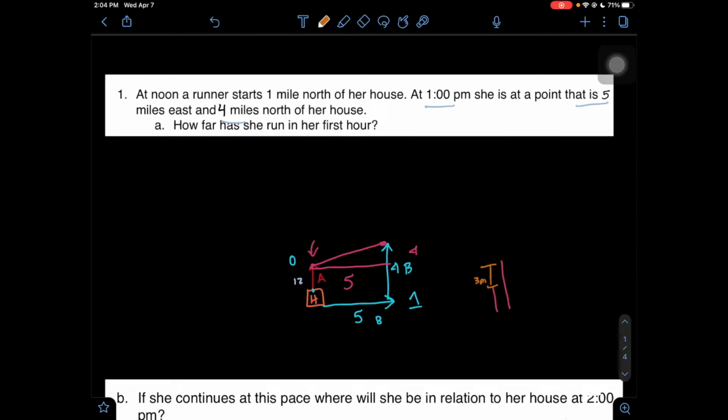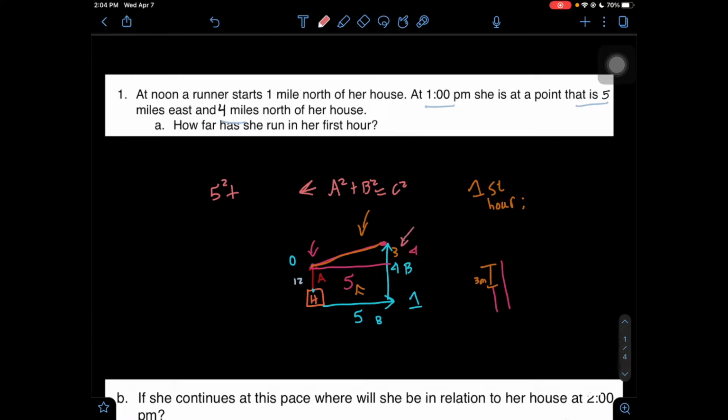So now we know that this segment is 3, and this bottom segment is still 5. Now we need to find our hypotenuse, which is the total distance that she traveled in her first hour. What we need is the Pythagorean Theorem. Hopefully all of you remember it is a squared plus b squared equals c squared. We're going to use 5 as a, so we have 5 squared plus b squared.